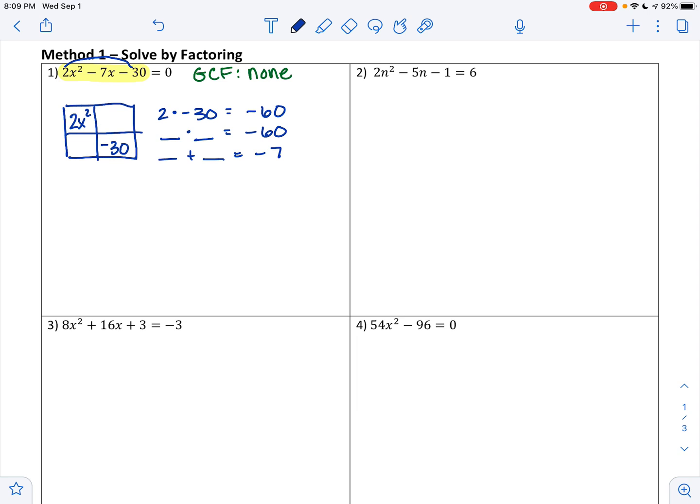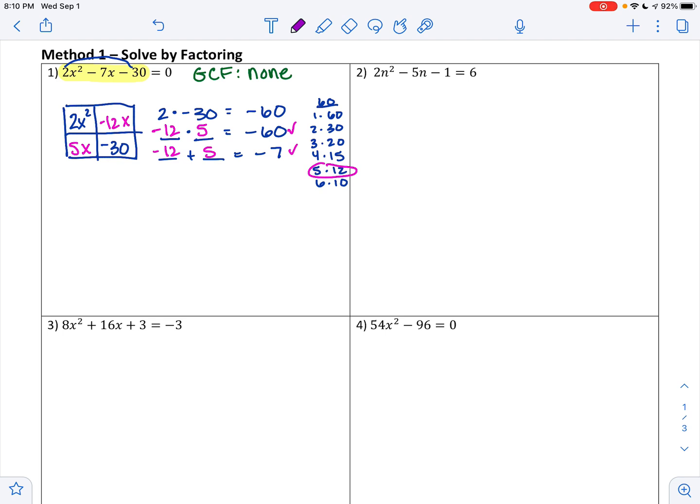So if you're not sure, you could think about your list of factors of 60. So that's 1 times 60, 2 times 30, 3 times 20, 4 times 15, 5 times 12, 6 times 10. And it looks like 5 and 12 are going to work. If 12 is negative and 5 is positive, then I'll get negative 60. And negative 12 plus 5 is negative 7. So those are going to be the numbers that go in the empty spaces of my area model.